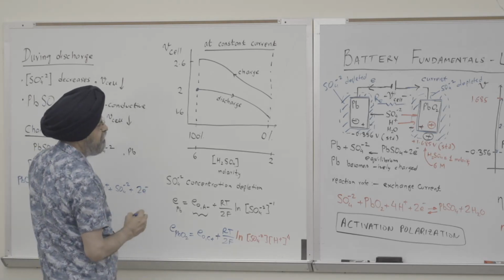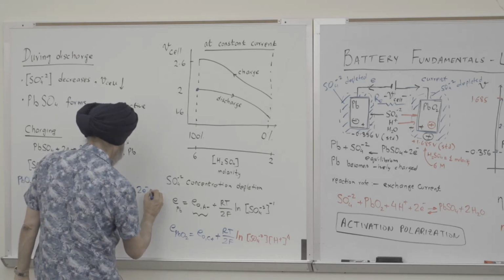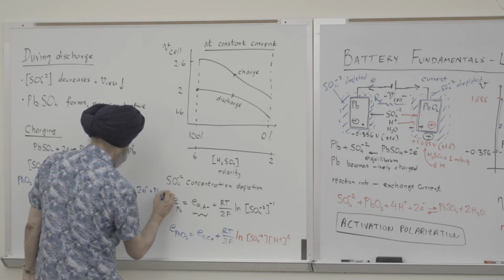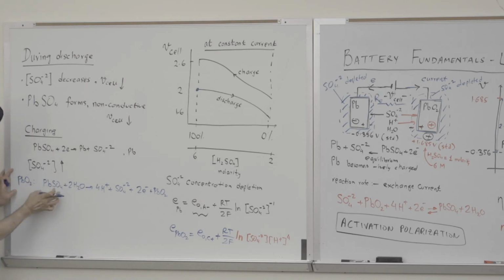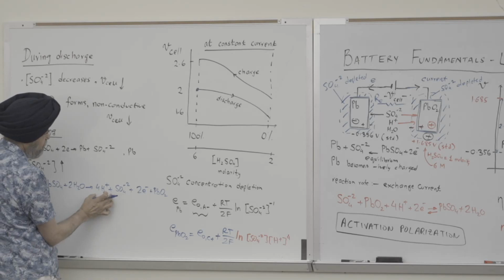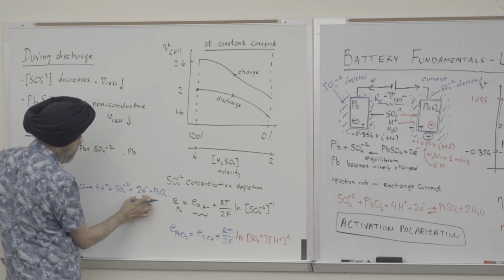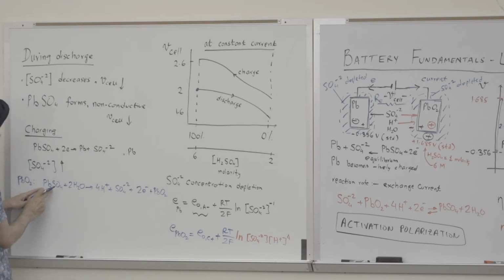And I'm missing one thing over here, plus PbO2. So what is happening during charging is lead sulfate is combining with water to give you hydrogen ions, sulfate ions, electrons, and lead oxide. So lead oxide is being produced and lead sulfate is being reduced, right? And so what about the potential in this case?